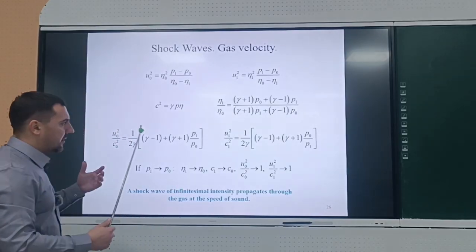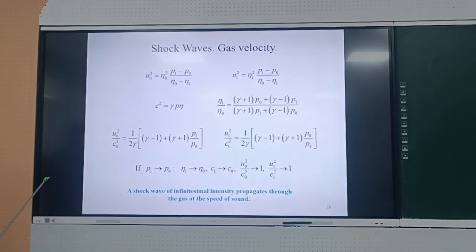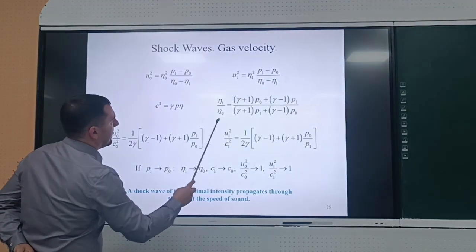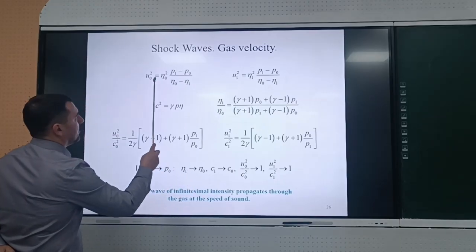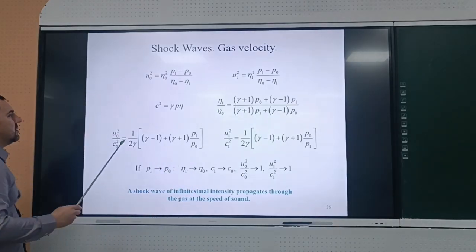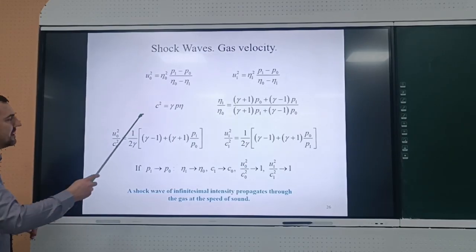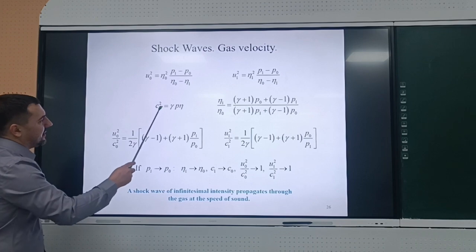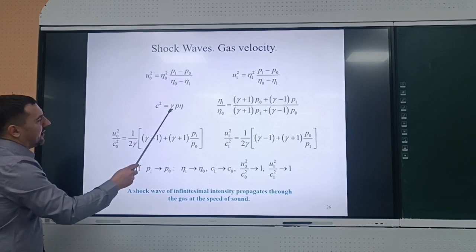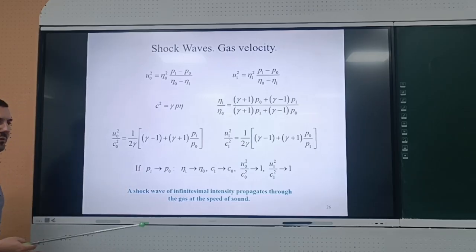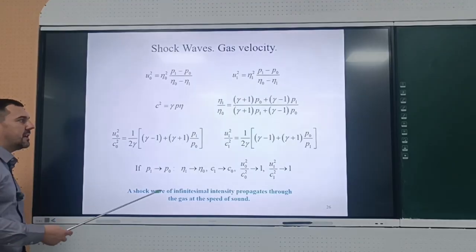So we know the relationship between p and eta, and now let's analyze expressions for velocity. For that, we should put eta1 over eta0 into u0 and into 1, and we also should introduce the speed of sound. Okay, c squared equals gamma p eta, and eta is 1 over rho, so this is gamma p over rho. We know from mechanics that this expression corresponds to the speed of sound.